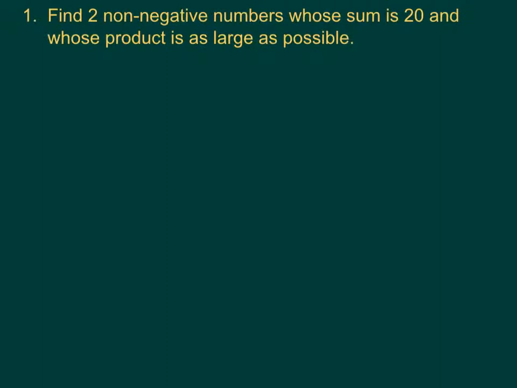Alright, example number 1. Find two non-negative numbers whose sum is 20 and whose product is as large as possible. So this is an optimization problem that happens to be a maximum. We want to maximize this because of the words as large as possible. You want to look for those clues because they're not always going to come right out and say find a max, find a min. Maybe as large as possible, maybe the smallest, the least, the greatest. So you're going to look for those keywords.